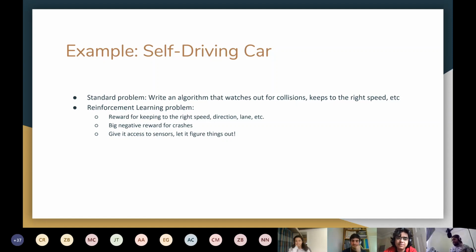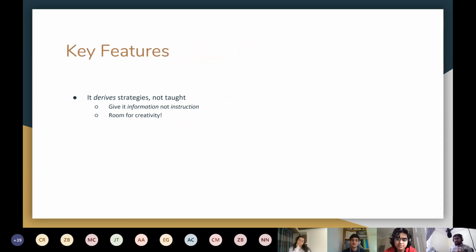Obviously, we don't actually want cars that crash into things in order to figure out that crashes are bad. So when people actually make self-driving cars with these techniques, we tend to train them in simulation rather than training them in the real world. But the core idea is just you give it enough information to figure out what is and is not a good idea, and then it learns what to do on its own. The key is that it derives strategies, and this is often a lot harder, but also way more interesting because there's so much more room for creativity and for just finding ways to achieve the goals you want.